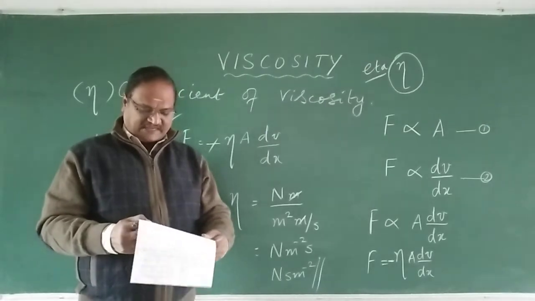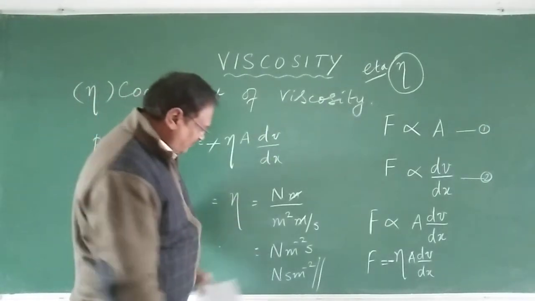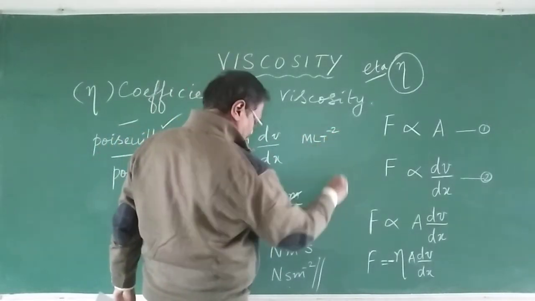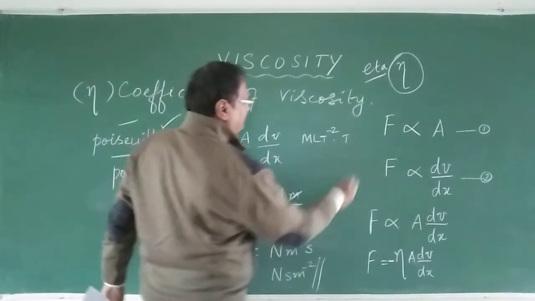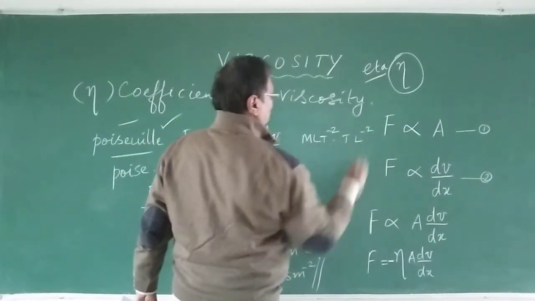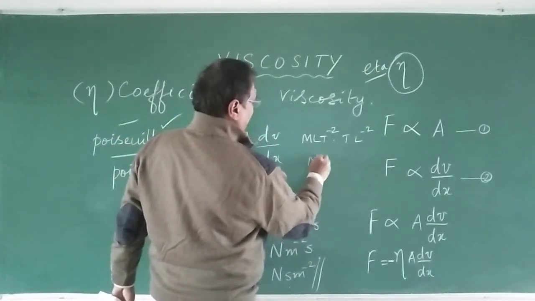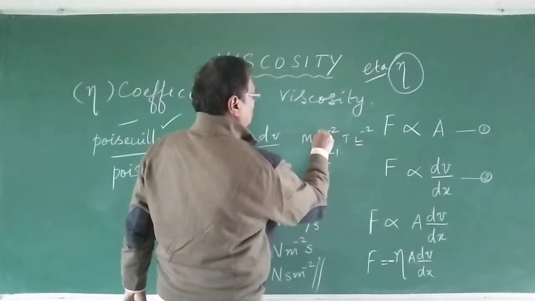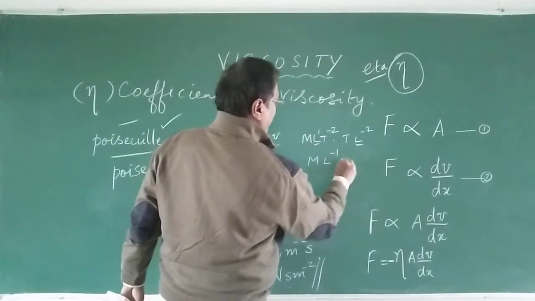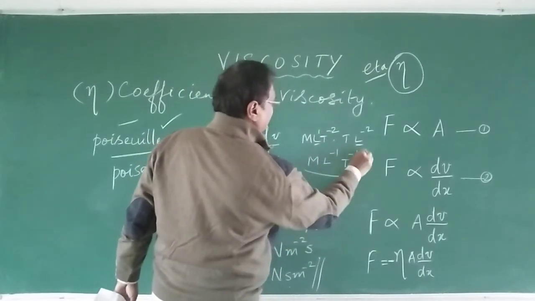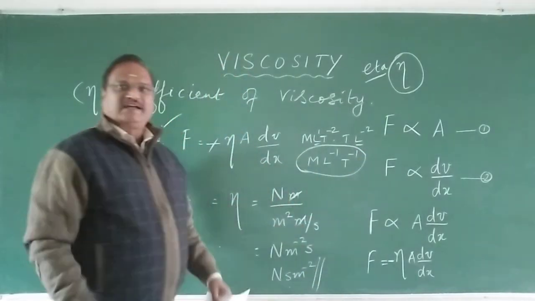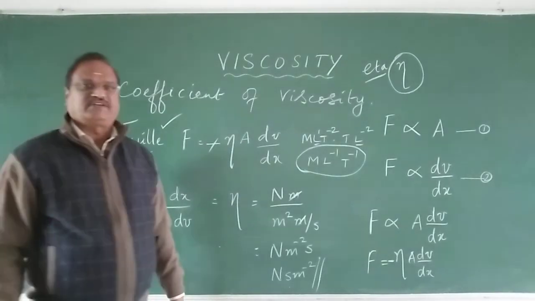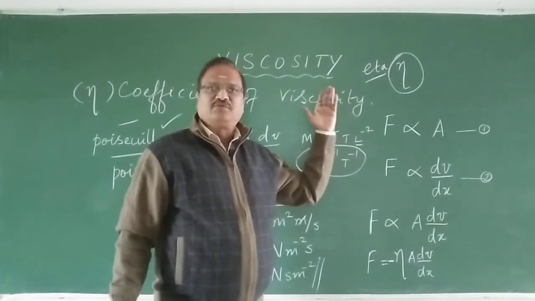So with this idea, I hope that you understand the concept, and from this we can also find the dimensional formula. M L T power minus 2, second is time, meter power minus 2, L power minus 2. Okay, so L power minus 1, plus 1, minus 1, minus 2, minus 1, T power minus 1. So this is the dimensional formula. M L power minus 1 T power minus 1 is the dimensional formula of the coefficient of viscosity.